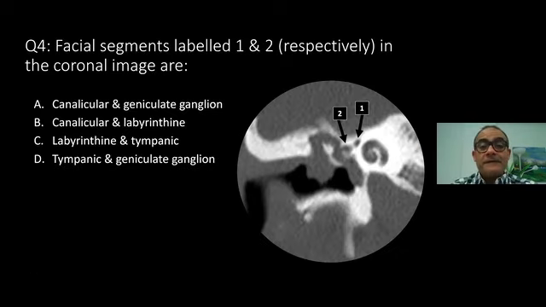So yeah, let's go to the next question. Which facial segments are labeled in this image? Look at this image before reading the question. We have labeling number 1, and you have number 2. So the facial segments which are labeled 1 and 2 respectively in this coronal image are: A, canalicular and geniculate ganglion; B, canalicular and labyrinthine; C, labyrinthine and tympanic; D, tympanic and geniculate ganglion.